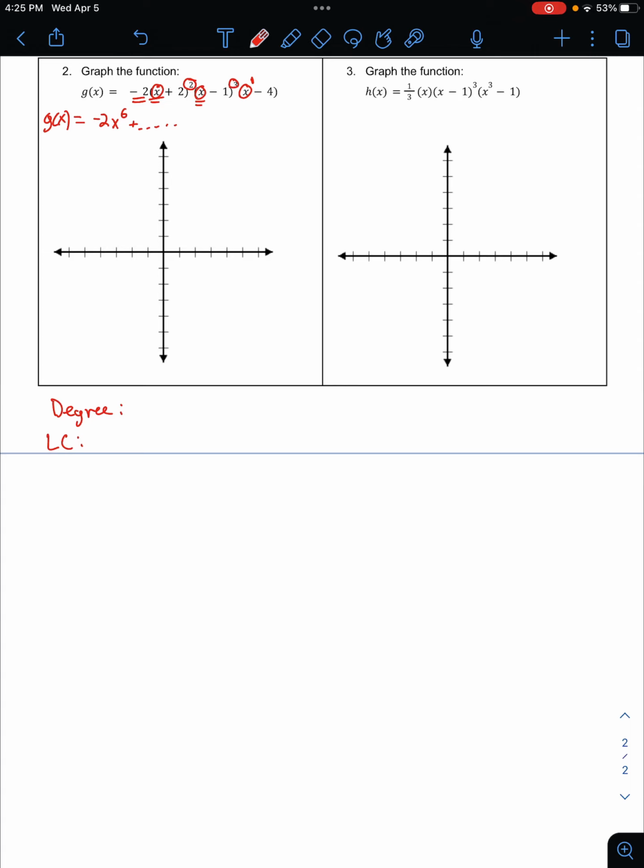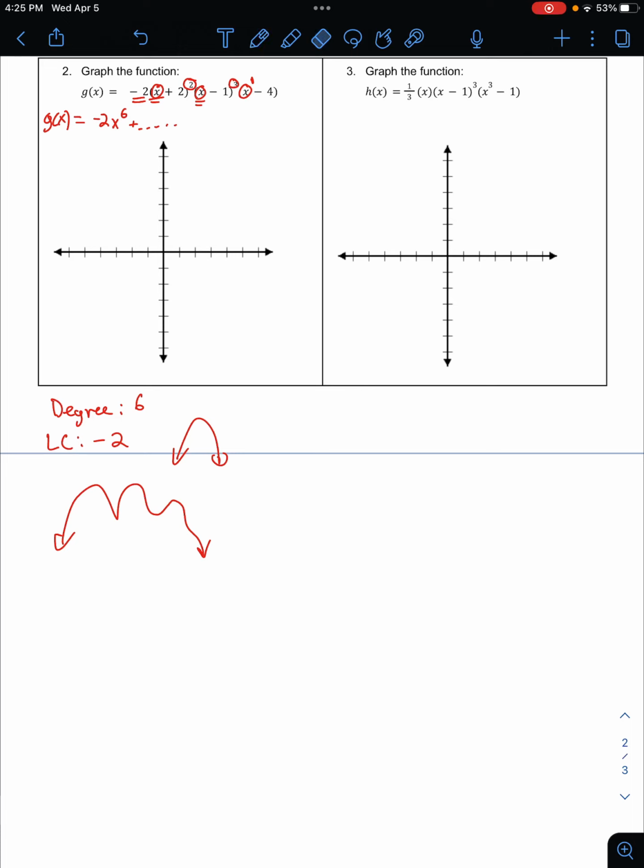So my leading coefficient is negative 2, telling me that this function is negative. My degree is 6, telling me that's an even power. So I know that I'm going to look maybe something like this, or maybe like this. It's just an even function facing downwards.